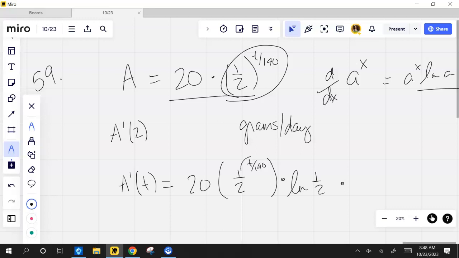Because my x is t over 140. So what's the derivative of t over 140? Which is, think about this, t over 140, I could really write as 1 over 140 times t. Now what's the derivative of that? 1 over 140.